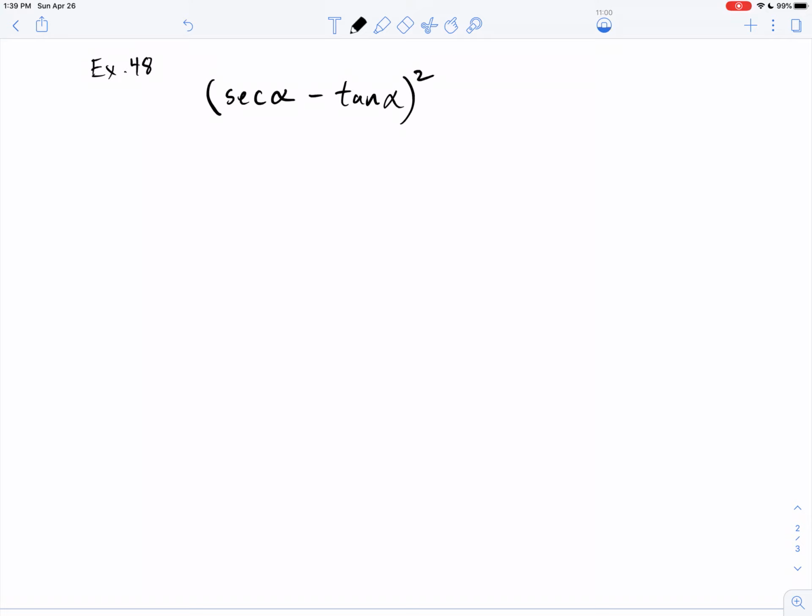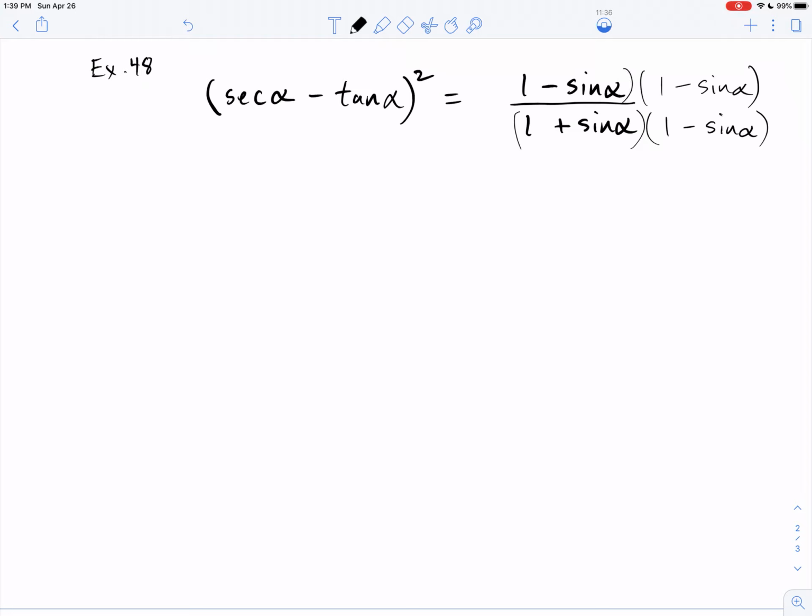That's a different dude. What does that equal? It equals 1 minus sine alpha over 1 plus sine alpha. Now, this is the last hint in the brown box. The last hint in the brown box says something about multiplying top and bottom here by its conjugate. So that's what I'm going to do. I am going to take both top and bottom here and multiply it by the conjugate.